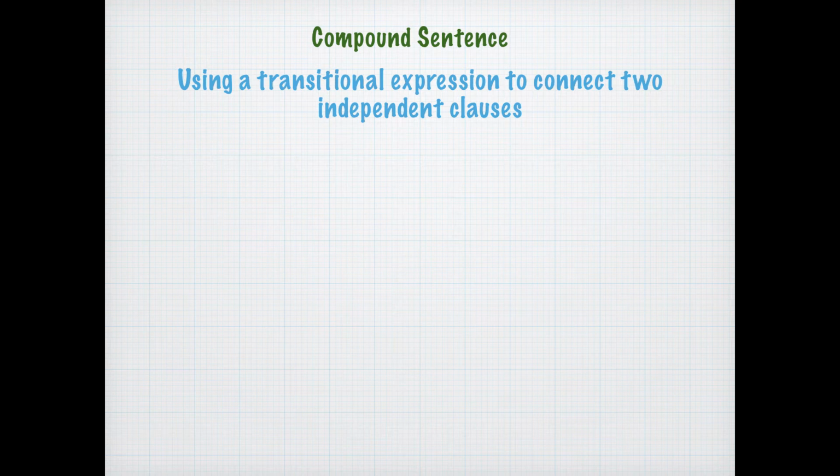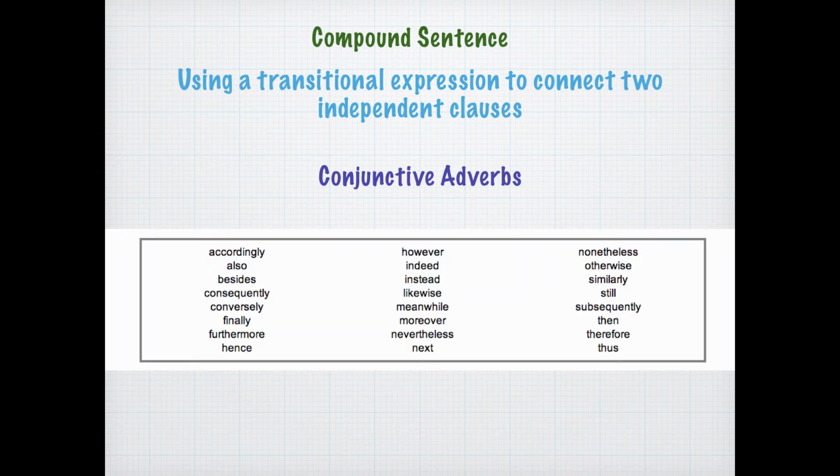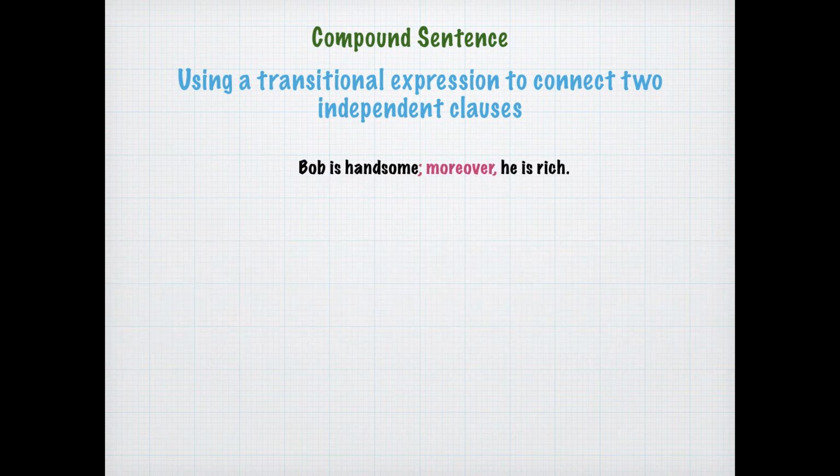This is a third way that we can join two independent clauses by using a transitional expression to connect two independent clauses. When I say transitional expression, I essentially mean a conjunctive adverb. And here's a list of conjunctive adverbs. Here's some examples. Bob is handsome, semicolon, moreover, comma, he is rich.